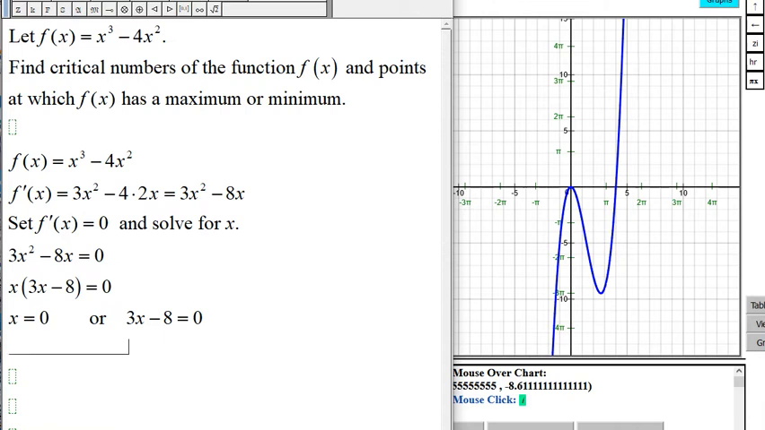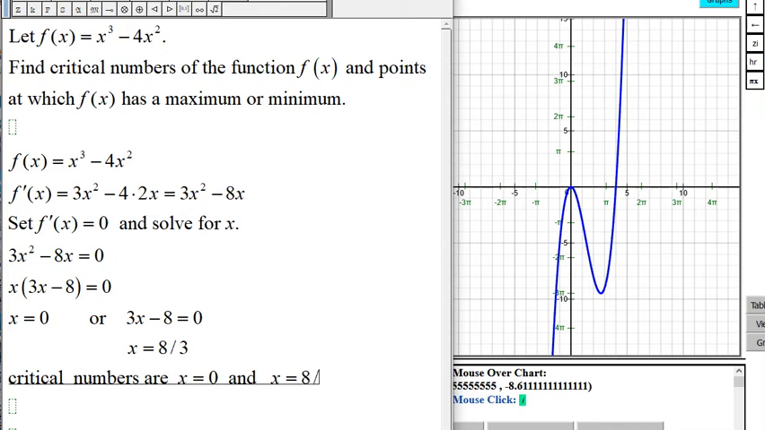And so right here, solving for x, we can add 8 to both sides and then divide by 3. And so x will be 8/3. And so we have two critical numbers. So critical numbers, x equal to 0 and x equal to 8/3.